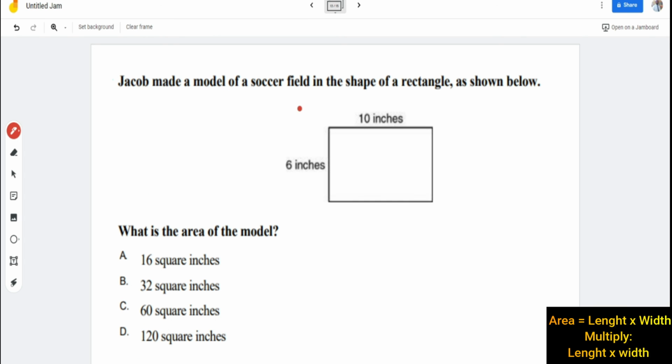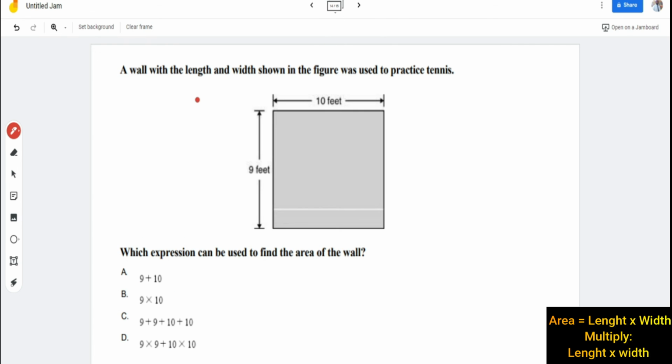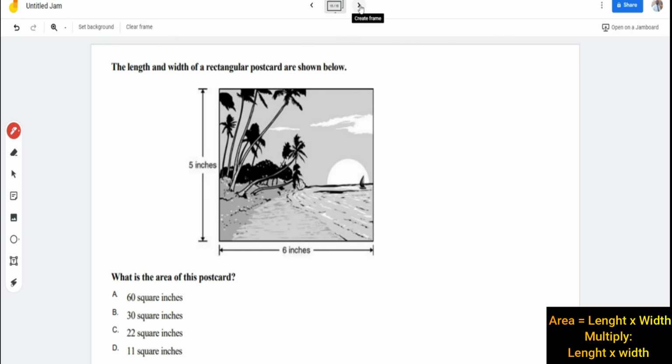Jacob made a model of a soccer field in the shape of a rectangle as shown below. He has 10 inches length and 6 inches width. What do you do? Multiply length times width. You figure it out. A wall with the length and width shown in the figure was used to practice tennis. So 10 length, 9 width. Which expression? You have to find one multiplication, because to find area you use multiplication. Which one is the product of these two? So the same as this here, you have this frame or picture.